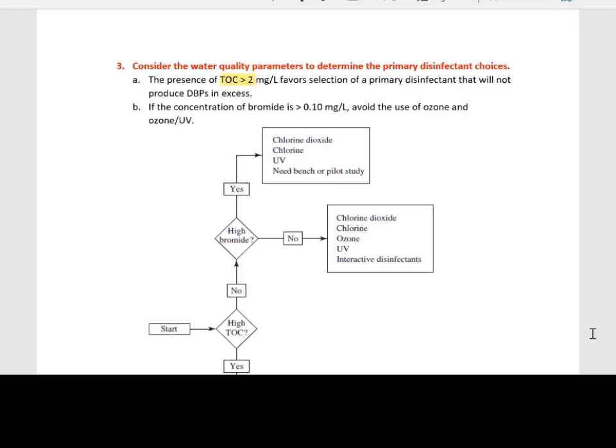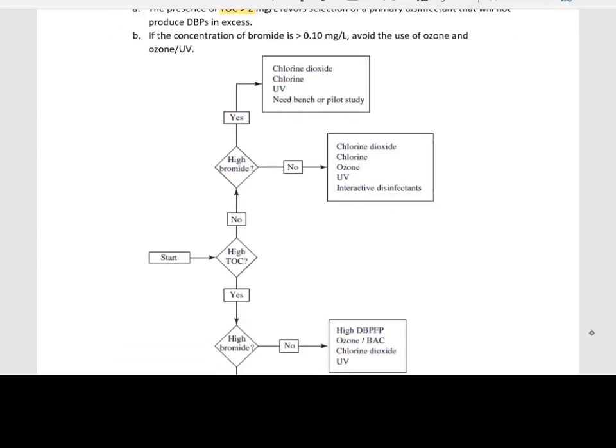Now, we were told that the TOC of the raw water was 10 to 20 milligrams per liter. With this kind of water, you're likely to do some disinfection early in the process, and possibly even between screening and rapid mix. So let's start here.